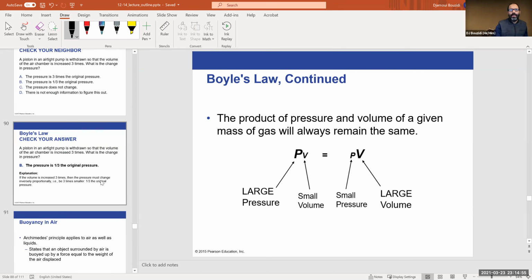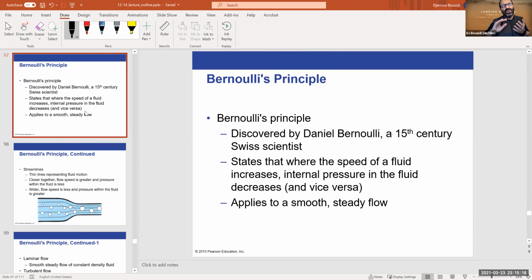Buoyancy in air, I already mentioned, applies to both liquids and fluids in general. And this is actually a slide from before. Bernoulli's principle is a very important idea that we're going to explore. It has to do, first of all, with the flow of liquids. So this is not hydrostatics, but more hydrodynamics.